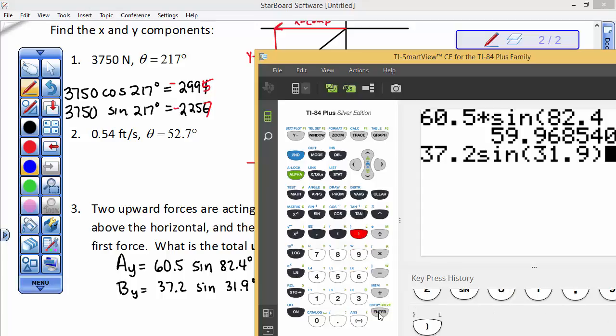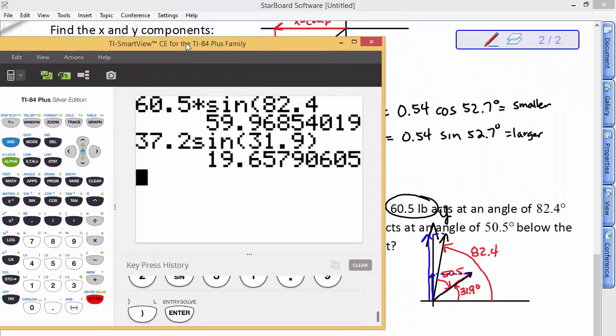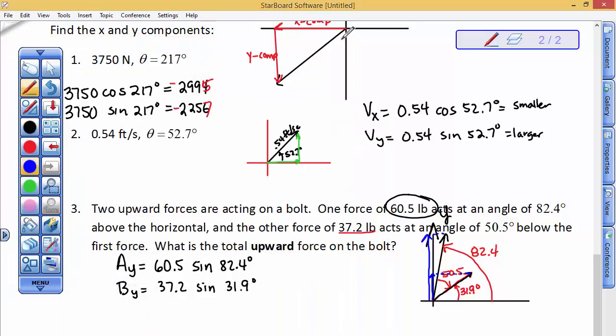Remember what our picture looked like? The blue one is the 60. The 19.6 is this other, and the total upward force is approximately 60 and 20. I'm just going to estimate those since I've said it out loud. So this one's approximately 60, and this one's approximately 20. So the total upward force is approximately 80 pounds on that bolt.